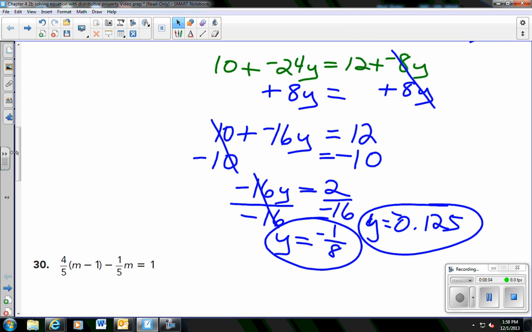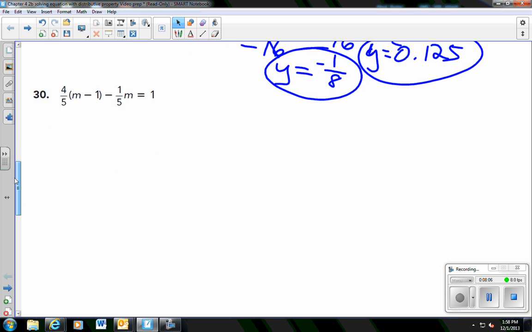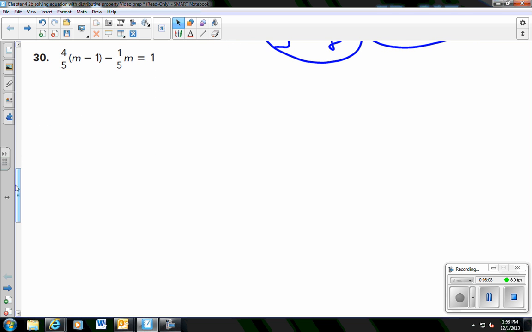Okay, so that's number 2. If you want to try one now, if you feel more comfortable, go ahead and give number 30 here a shot. You can hit pause and find the answer to number 30. 4/5 times the quantity m minus 1, minus 1/5 m.